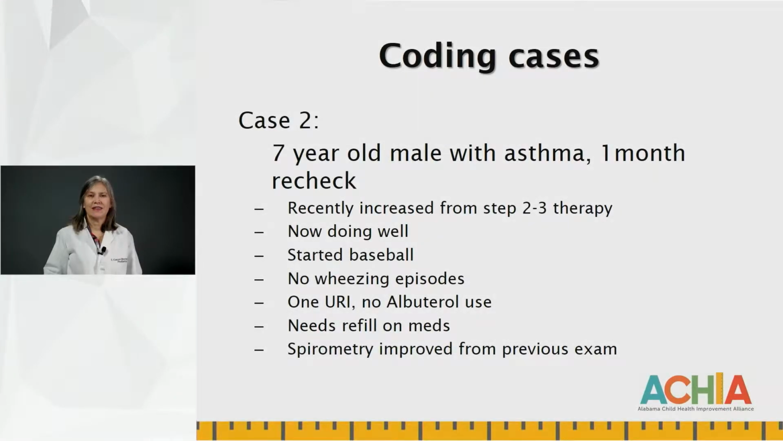For our second case, you have a 7-year-old who comes back in for a recheck of his asthma, and he is actually doing much better. He just needs some medication refills. You would probably bill this as a level 3 and then add on the CPT code for the spirometry, but since you're doing medication management, one could argue a level 4.